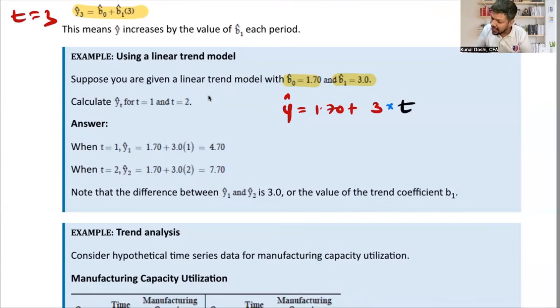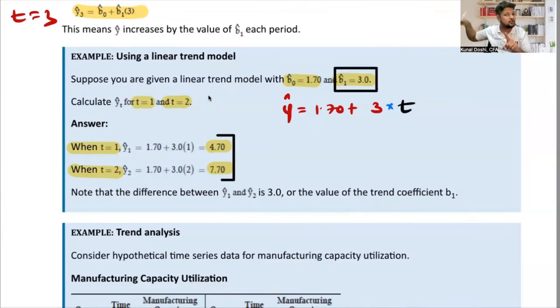Now this time they will provide me T1 and T2. So if it is T1, I'll replace the T with 1. When time equals 1, what will be the prediction of Y? I will get 4.7. When time equals 2, I'll get 7.7. You will notice the difference between both is equal to the slope. The difference between each period is due to the slope.